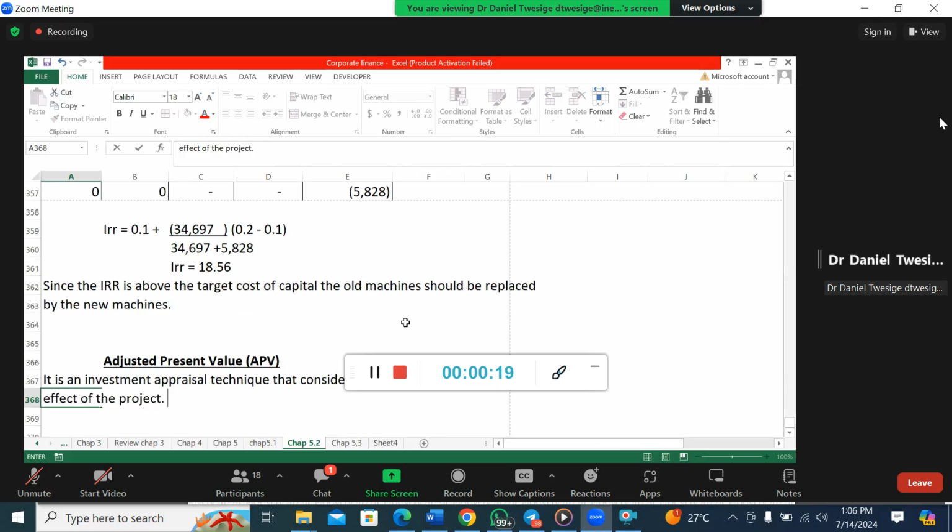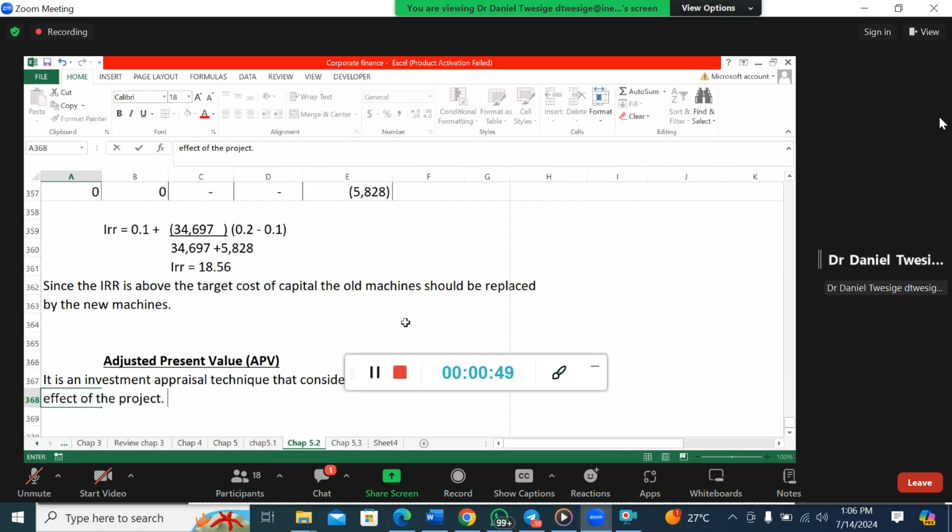So that is what makes APV superior to NPV, because in NPV we don't look at how the project was financed, but in APV we now go into details to look at how the project was financed. So I think we shall look at the question.